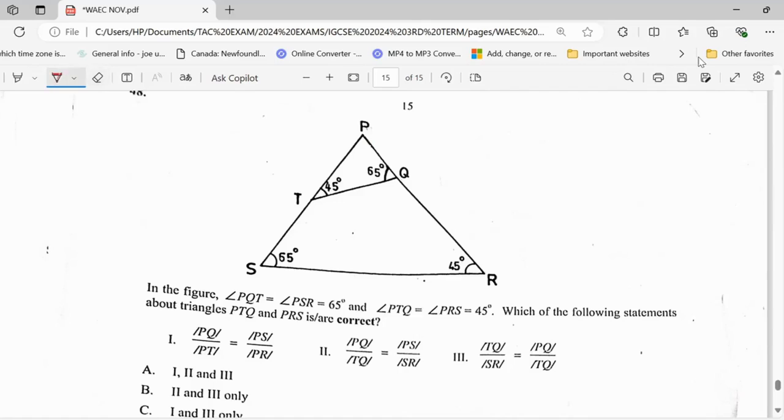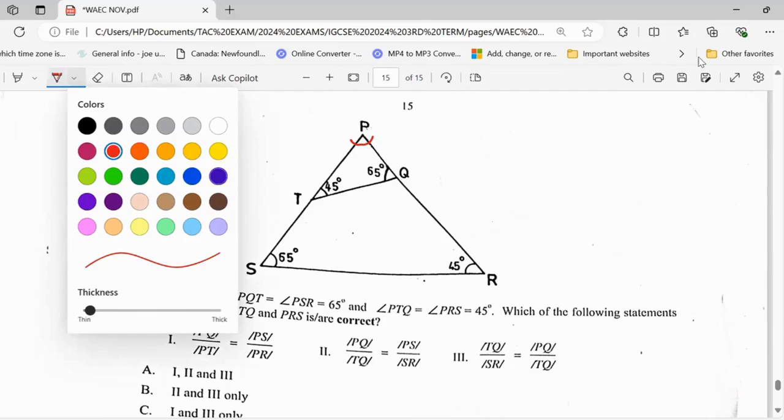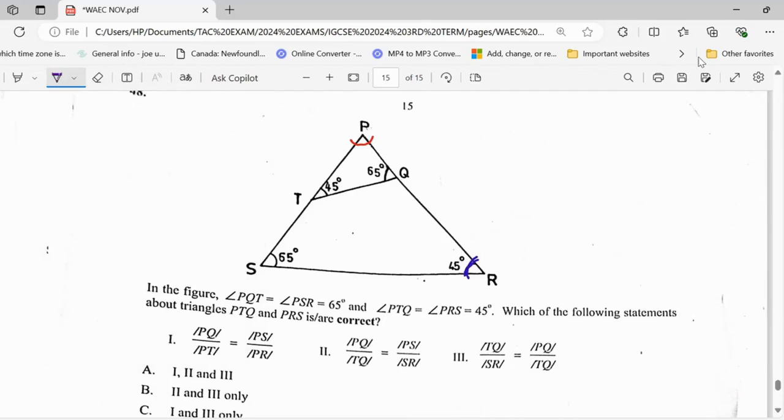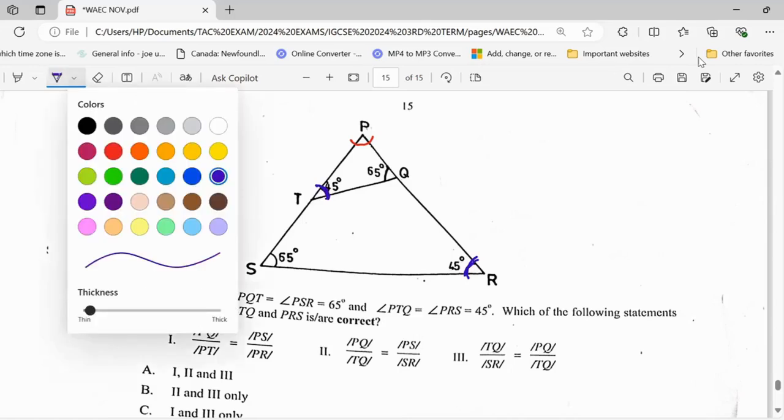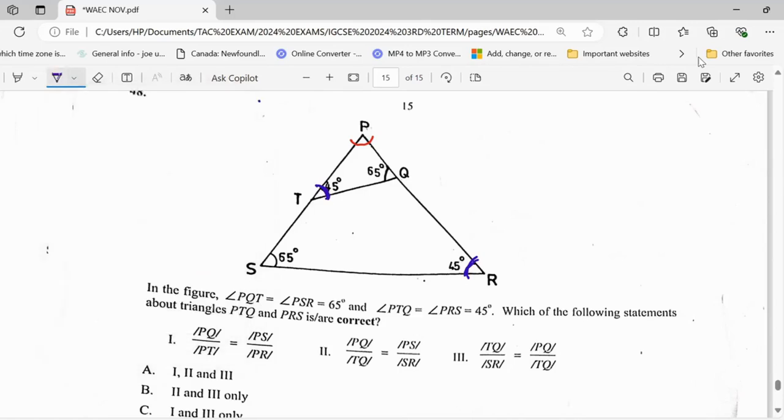So let's mark it red. Now, there is another angle that is also equal. Let's mark it blue. That is where we have 45 in the big triangle. The small triangle also has 45. Then the 3rd angle, let's leave it as black. That is 65, 65. Now, when 2 triangles are equiangular, then they are similar.